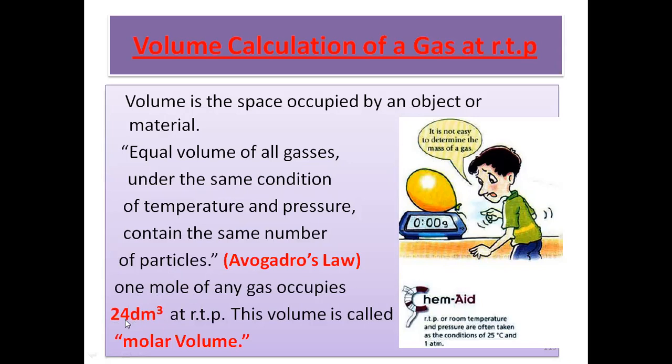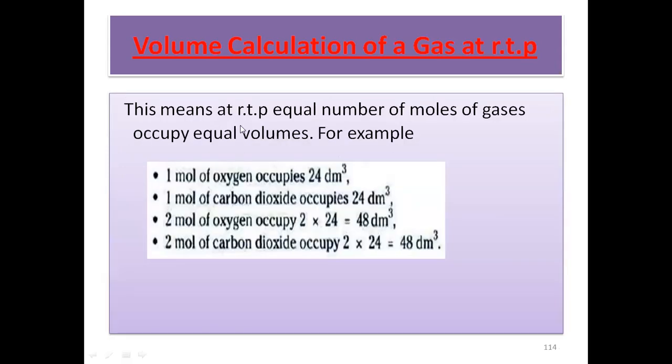All gases at room temperature and pressure, all gases at 25 degrees Celsius and 1 atmospheric pressure, occupy a volume which is 24 decimeter cube, and this volume is called molar volume. This means at room temperature and pressure, equal numbers of moles of gases occupy equal volume. For example, 1 mole of oxygen occupies 24 decimeter cube of space, and 1 mole of carbon dioxide occupies 24 decimeter cube of space.